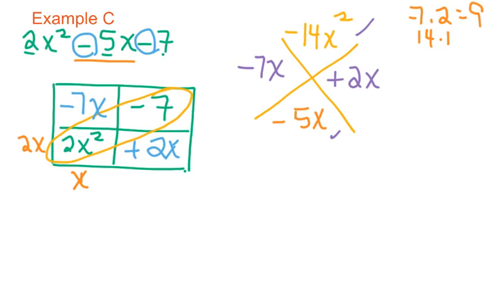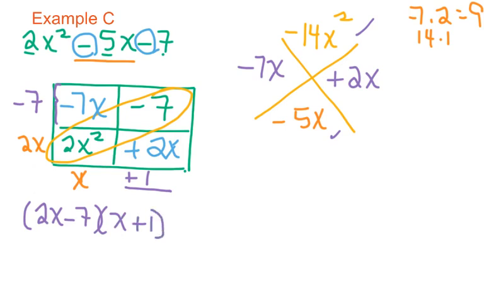And now I'm going to factor out in the top right here. I've got negative 7x and negative 7, which means I'm going to pull out a negative 7. So now all I have to do is figure out what my very last term is. What do I multiply 2x by to get 2x? It's positive 1. Therefore, my two factors are 2x minus 7 times x plus 1, and that is equal to 2x squared minus 5x minus 7.